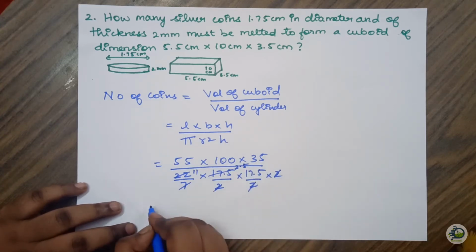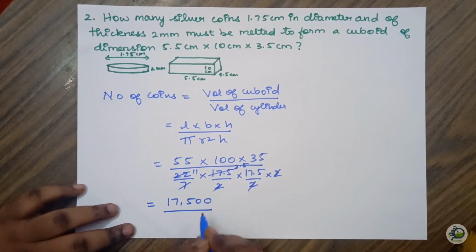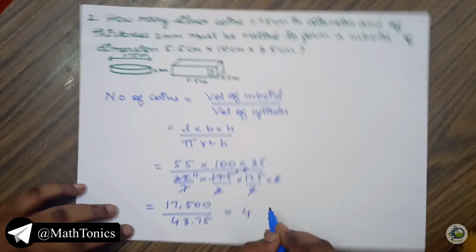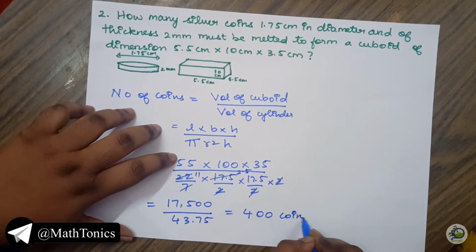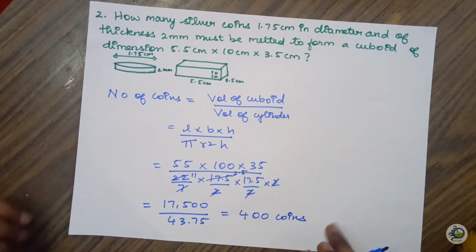So when I multiply I will get 17,500 divided by 43.75, which is nothing but 400 coins. So we can make 400 coins out of this cuboid.